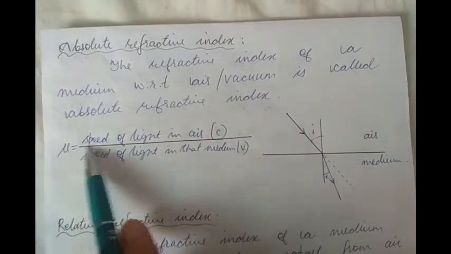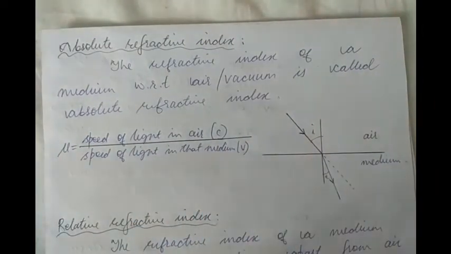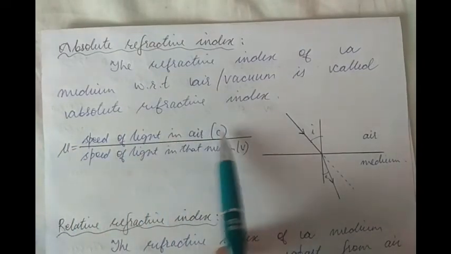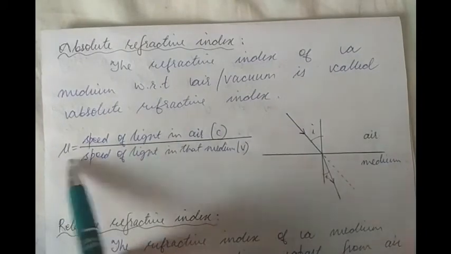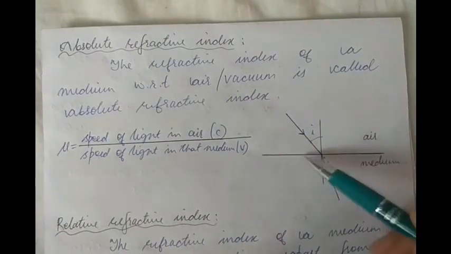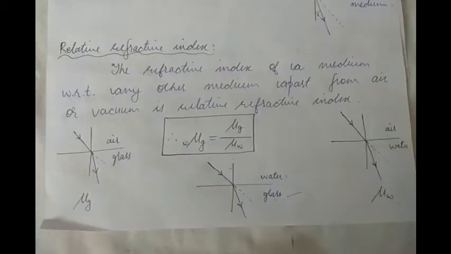So mu is speed of light in air divided by speed of light in that particular medium. This absolute refractive index of course can have other definitions also. Absolute refractive index will be wavelength of light in air divided by wavelength of light in that medium, or for that matter, absolute refractive index of this medium will be sine of angle of incidence in air divided by sine of angle of refraction in that particular medium.